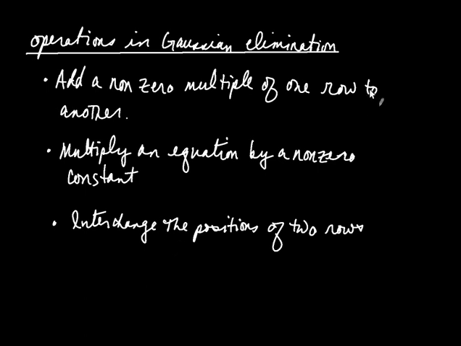The most useful, the most important is going to be this one, where you add a multiple of one row to another and then replace one of the rows. And then we're going to occasionally use the second and the third. Let's see an example now, solving a system of linear equations using Gaussian elimination.